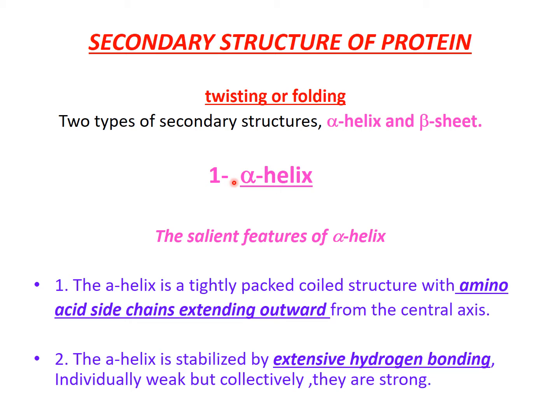The salient features of the alpha helix are: the alpha helix is a tightly packed coil structure with amino acid side chains extending outward from the central axis. The alpha helix is stabilized by extensive hydrogen bonding. Individually, these hydrogen bonds are weak, but collectively they are very strong to maintain the structure of the protein.